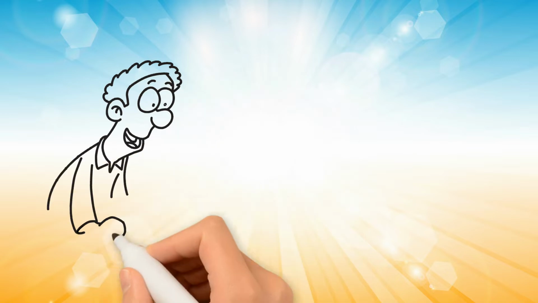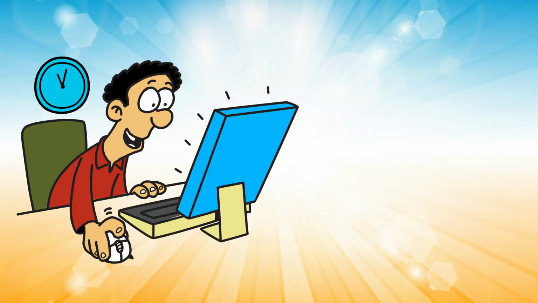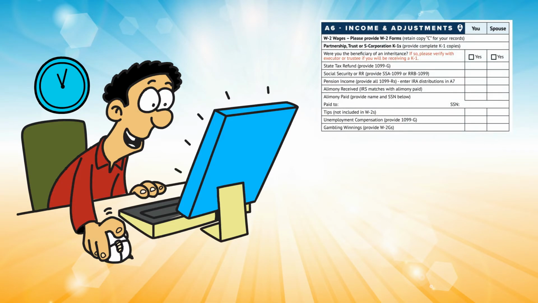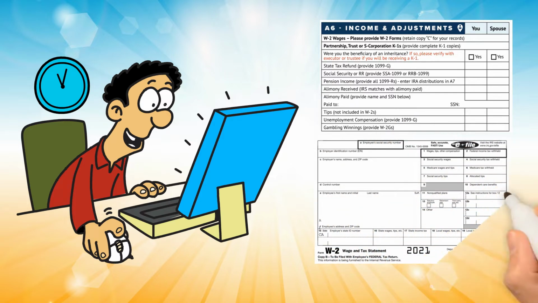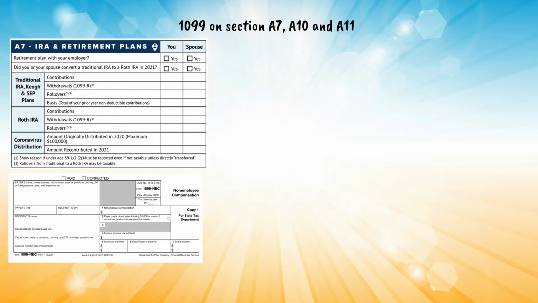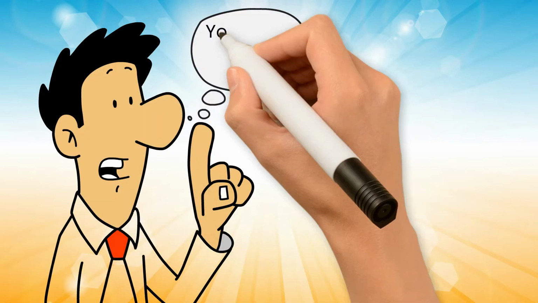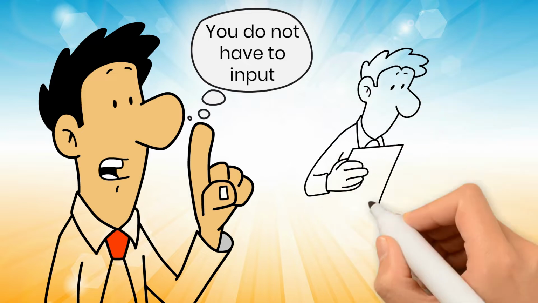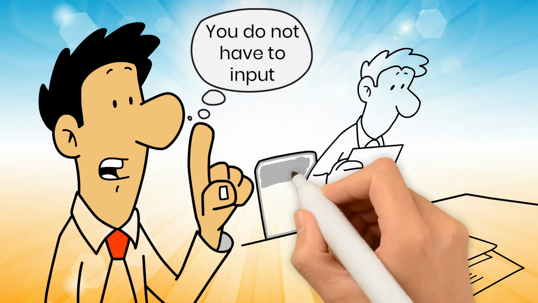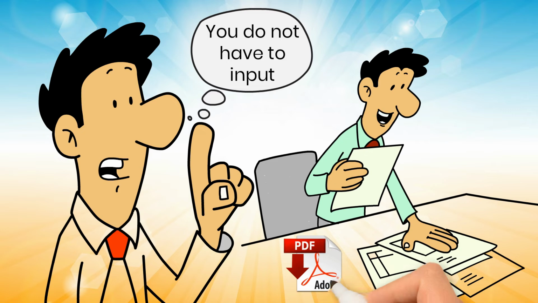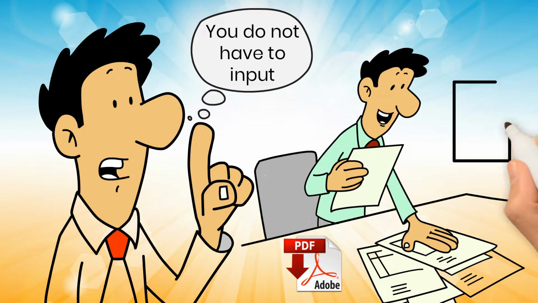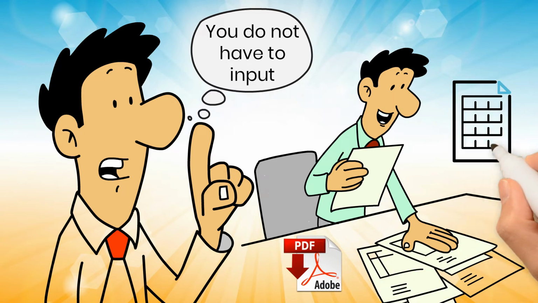When you get to a section of the organizer that requests information from tax documents which you may have received, such as a W-2 on Section A6, a 1099 form on Section A7, A10, or A11, you do not have to input the numbers onto the organizer. Simply provide us with the copies in PDF format instead. The organizer can be used as a checklist to remind you of the documents you need to provide.